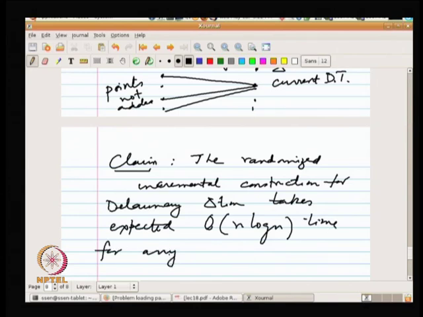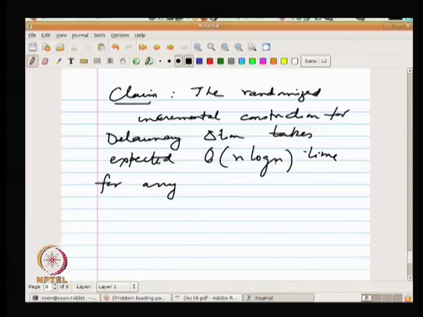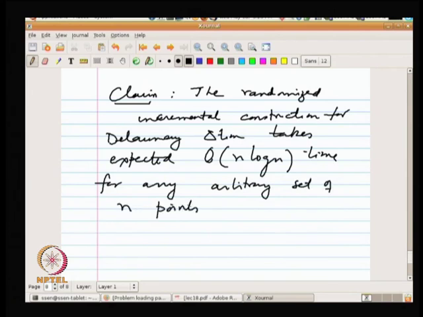We are not averaging over the set of points, we are only averaging over the sequence of insertions. Of course, a particular insertion sequence can be bad, but when we average over all possible insertion sequences, and that is why we choose a random permutation, then the expected running time is only n log n, which is as good as doing the lifting transform or doing any other algorithm, because this also happens to be the optimal time for constructing Delaunay triangulation for any arbitrary set of points.